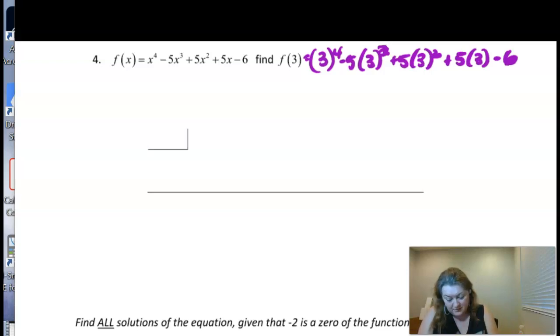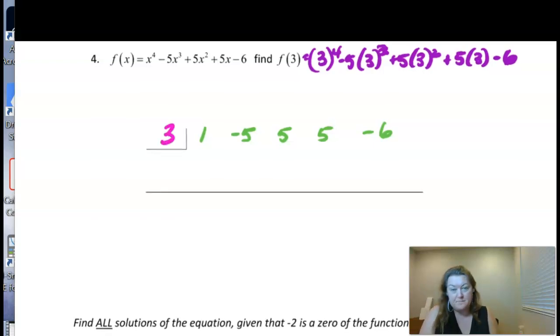Okay, so we start out with making sure there's no powers that are missing. Write down the coefficients. So that's a 1, a -5, a 5, another 5, and a -6. And we're going to divide by a 3. Okay, so here we go. First step, just bring down the number. Next, multiply by 3, we get a 3. Add straight down. Multiply -2 by 3, we get a -6.